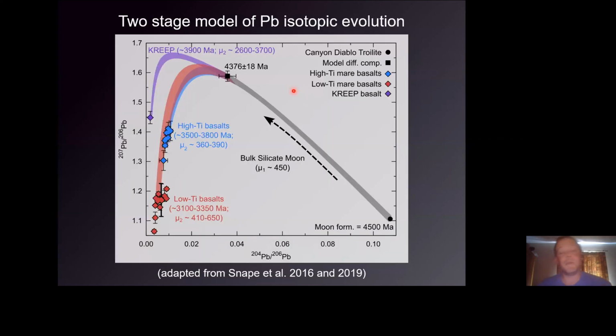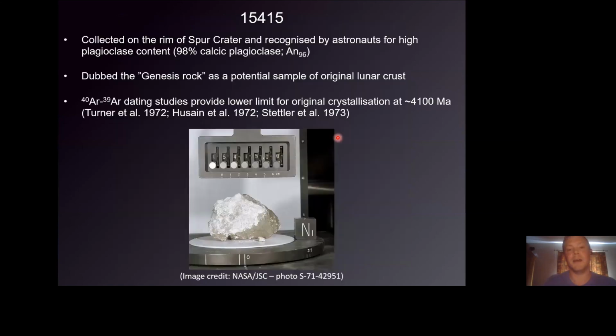But what I should say before I move on is that this is great, but it doesn't tell us much about the crust, the formation of the lunar crust, because we think that presumably there would have been some other event at some point, which would have been the separation of the ferroan anorthosite source coming somewhere off this grey curve for the bulk silicate moon. So that's where 15415 comes in.